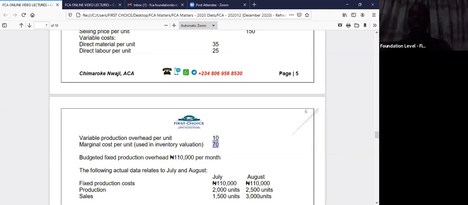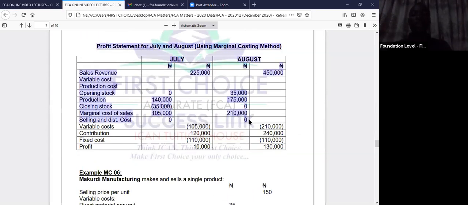We also told that because you had 500, which was added to 2,500, and you sold 3,000, there was no closing stock in August. And so in August, closing stock becomes 0. So when you add everything and less 0, you have 210. 210,000 is your marginal cost of sales.